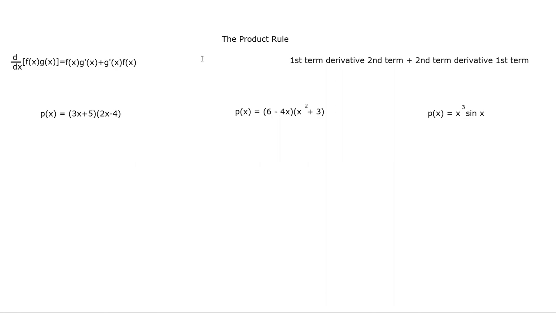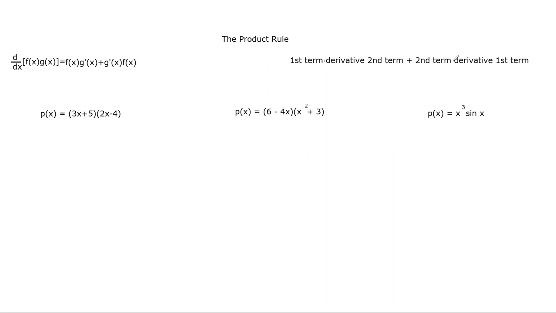On the left side, let me bring the spotlight. On the left side here, we have the derivative of f of x times g of x, which is f of x times g prime of x plus g prime of x times f of x. On the other side, and it's the same thing, it's just expressed in words rather than mathematical symbols: first term times the derivative of the second term plus the second term times the derivative of the first term.